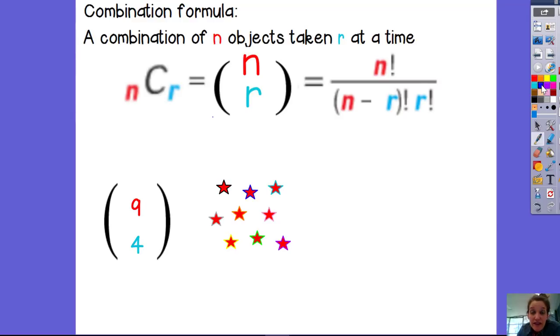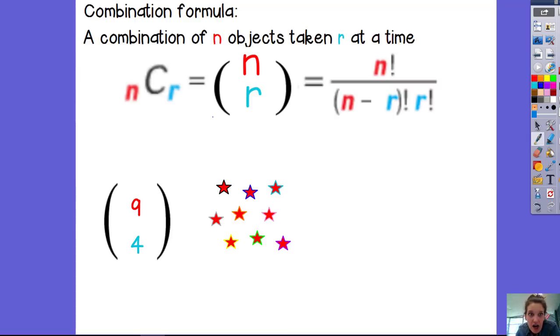So when we're trying to find the number of permutations that are possible, we do the process where we draw the blanks to represent the number of objects, and then we multiply all those numbers. It's not really a formula, it's more of just a concept. For combinations, though, we actually do have a formula.